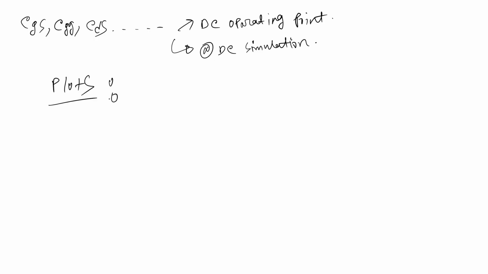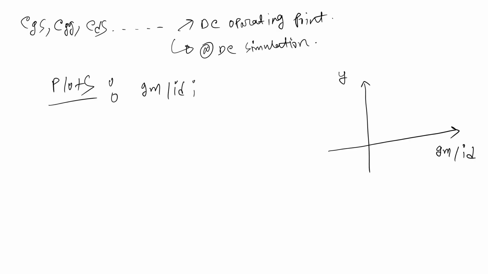Each and every plot will be in terms of GM over ID. So what does that mean? Suppose I want to plot something. In this case, my x-axis will be GM over ID. This will be fixed. We will always follow GM over ID on the x-axis, but on the y-axis, we will change our parameters.